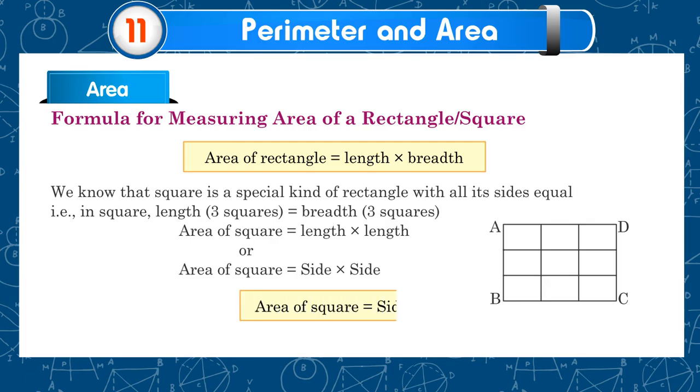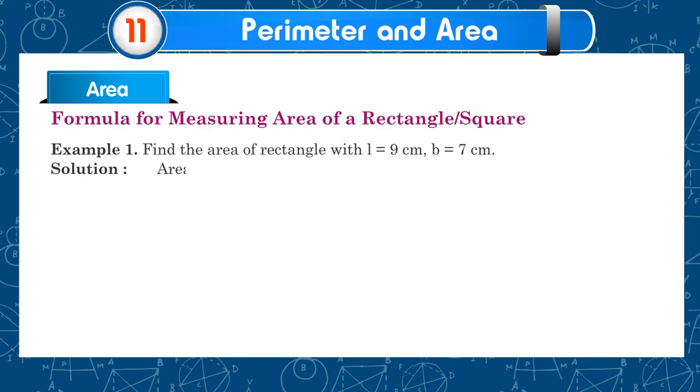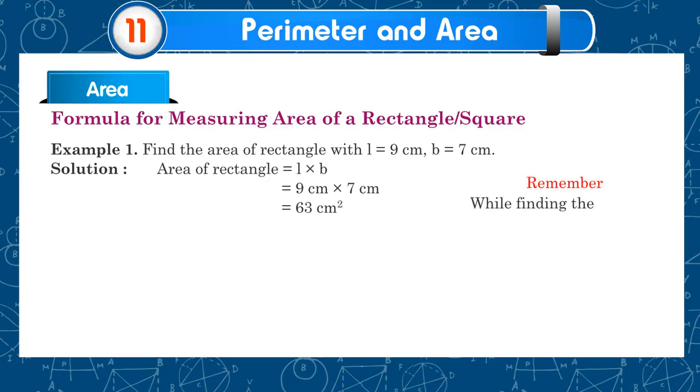Example 1. Find the area of a rectangle with length equal to 9 centimeters, breadth equal to 7 centimeters. Solution. Area of rectangle is equal to L into B, which is equal to 9 centimeters into 7 centimeters, that is equal to 63 centimeters square. Remember, while finding the area of a square or a rectangle, it is necessary to have both the length and the breadth in the same unit.